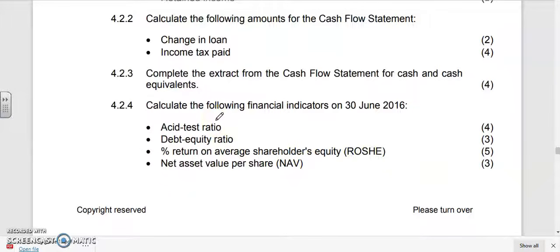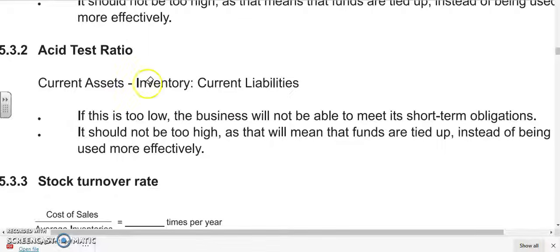So asset test ratio, straight away, I will just show you the formula. Current assets minus inventory is to current liabilities. It determines the ability of the business to pay off its debts. Too low, they will not be able to meet their obligations. Too high is also not good. It should be reasonable. The norm is 1:1.